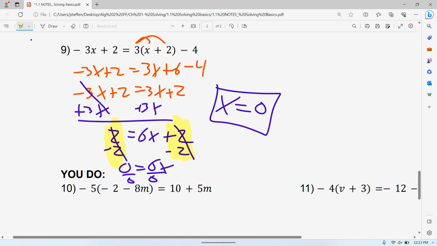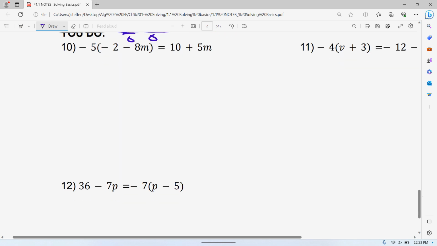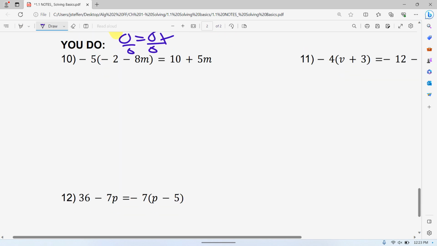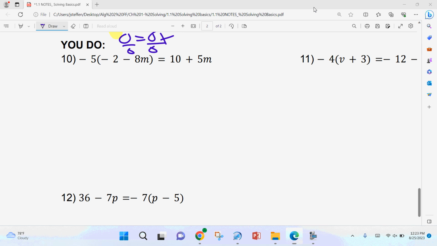Again, I guess I'll check my work. So keep that in mind. So go ahead and do the next 3 on your own. When you're done with that, you can start working on the worksheet. I will put my answers up here in a second.